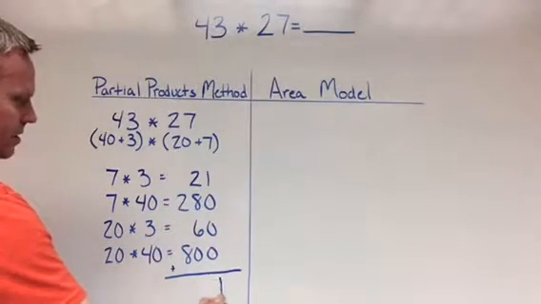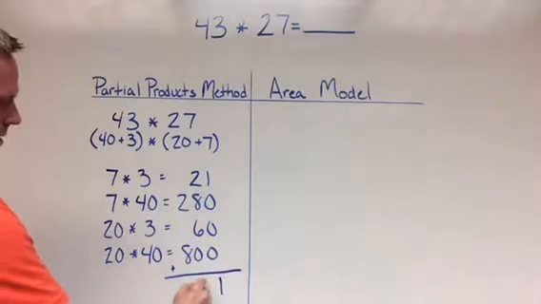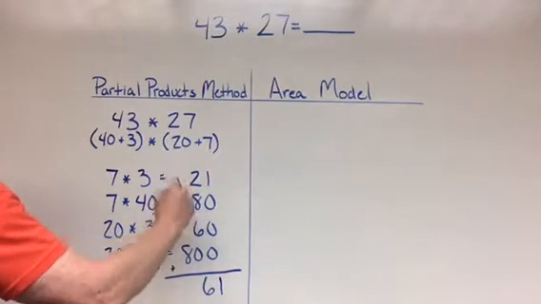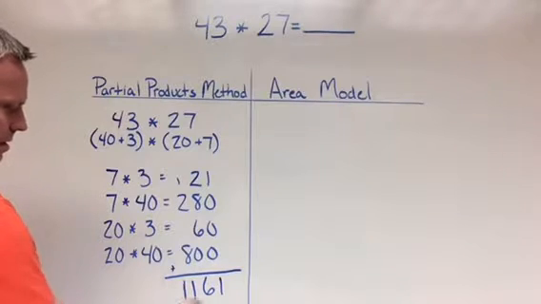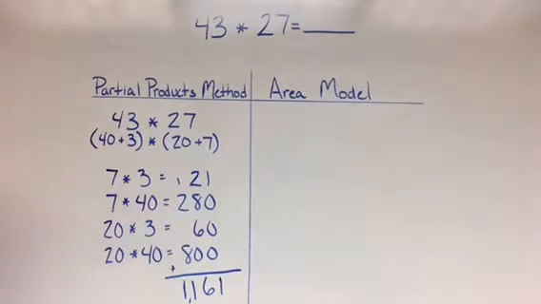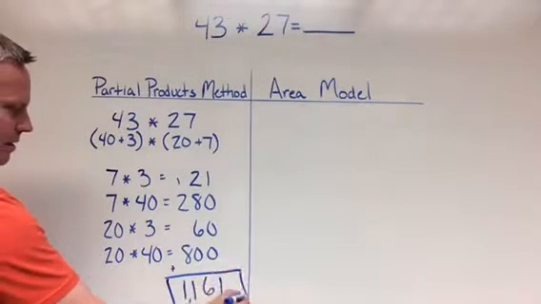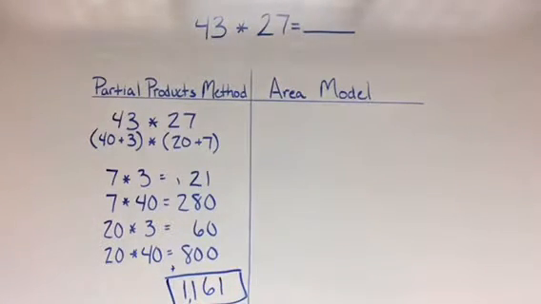All right, so I have 1,161. So the final product is 1,161. All right, that is using the partial product method.